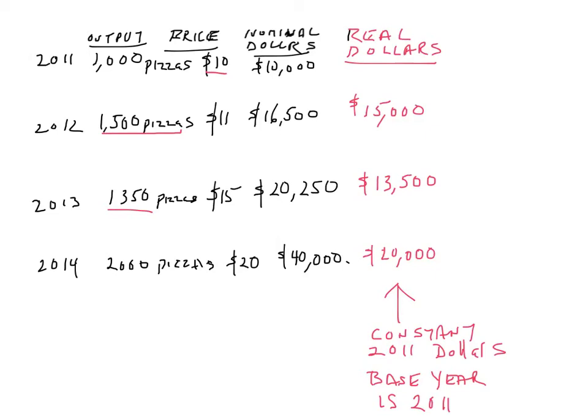Now in 2011, the numbers are output of 1,000 pizzas times the price of $10. So in real terms, in 2011 dollars, it is still $10,000. This way we can compare all the GDPs in the 4 years and see how it's really going up after we adjust for inflation. Now notice also here that in 2011, the nominal GDP is equal to the real GDP. So in the base year, the real GDP equals nominal GDP because we're using the same prices for both of them.